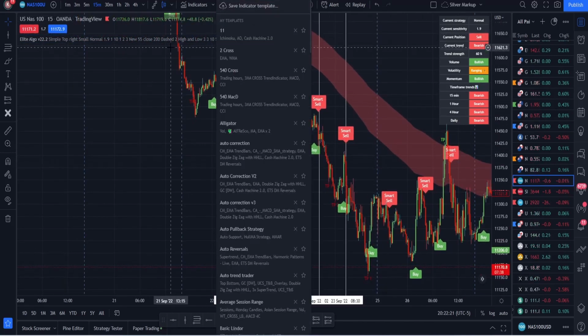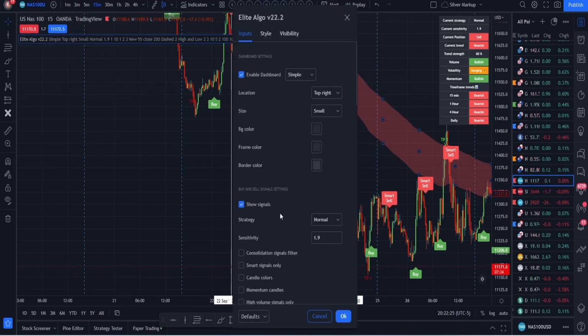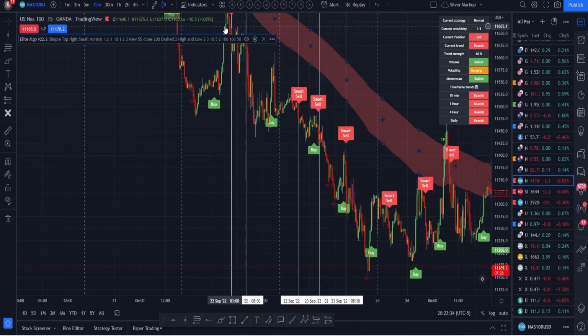That's how you work with the sensitivity. You just kind of play with it based off of what you're looking at on the charts, and go off of there. So I'm going to put it to 1.6 and just leave it there for a second. I'm going to show you why in just a second.